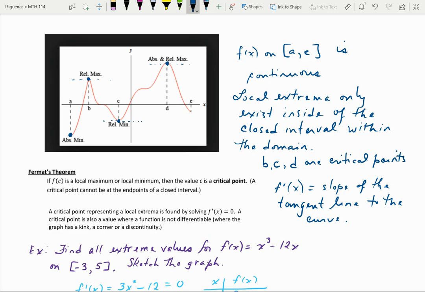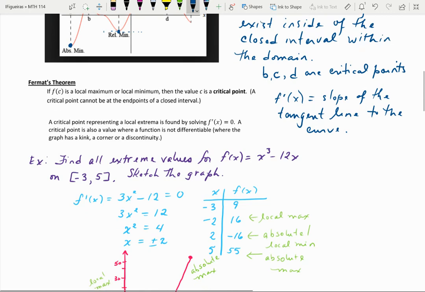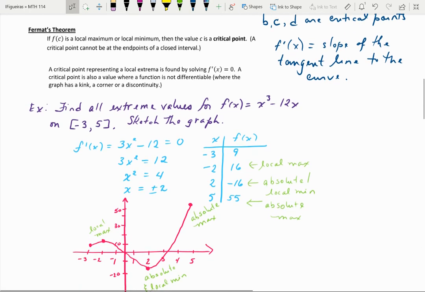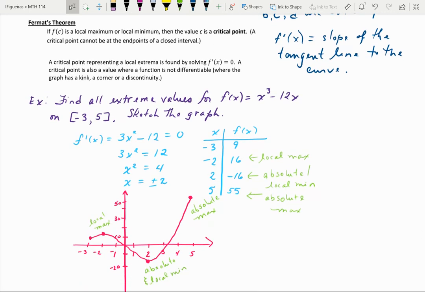Okay, so let's use this information to get some information about a graph. So I have f of x equal to x cubed minus 12x, and we want to find all extreme values on the interval from -3 to 5. Then we're going to use that information to sketch the graph.